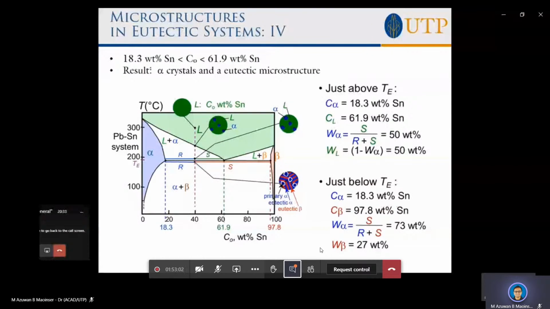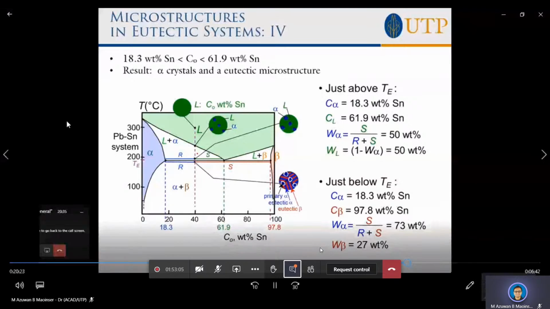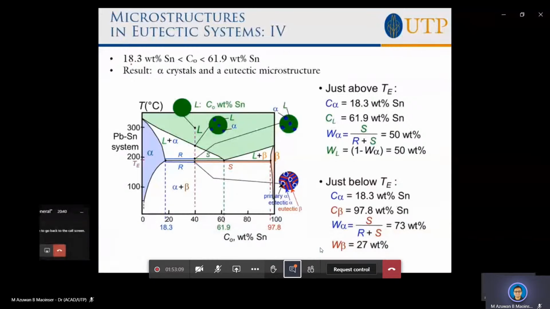Then system number 4, where the composition of your alloy is between 18.3 and 61.9. So on this side. Earlier we crossed here, right? But now it's just in this region, between these two regions. Okay, you start with a liquid. That's your liquid. That's the composition. And then you start to touch this boundary where you're going to have a mixture of alpha and liquid. You have your nucleus for alpha, particles coming out, alpha solid, all right?